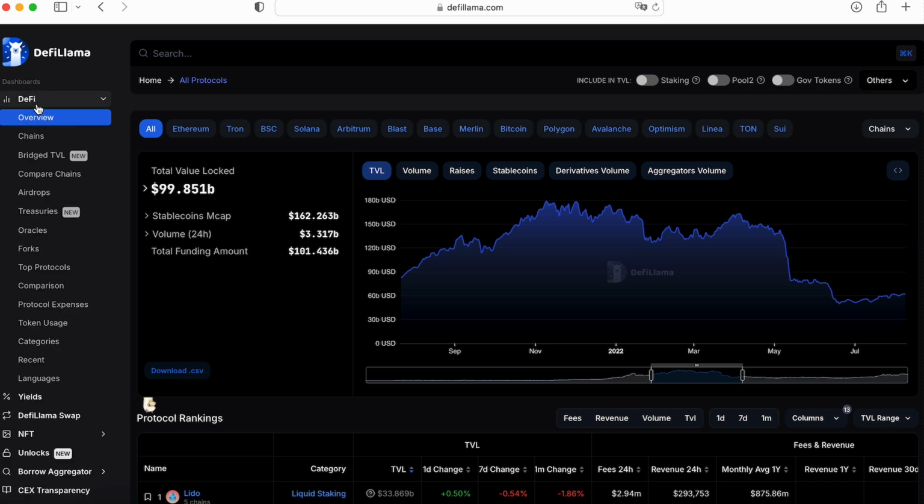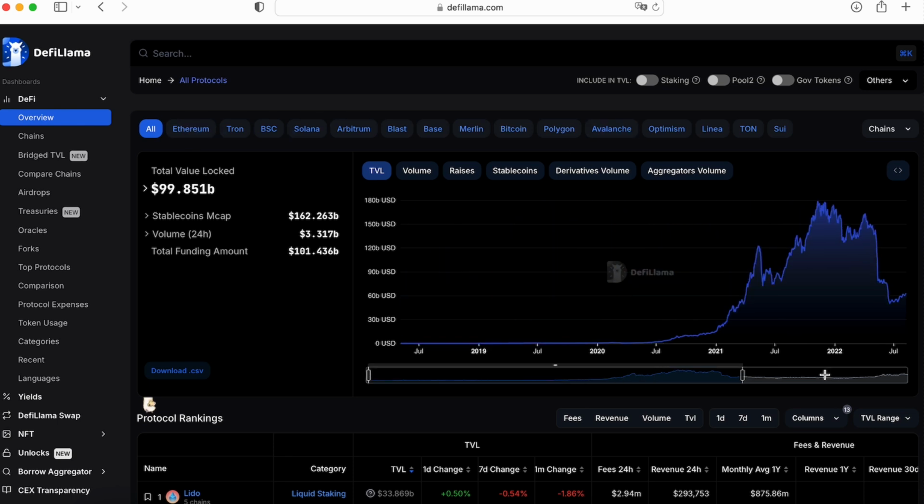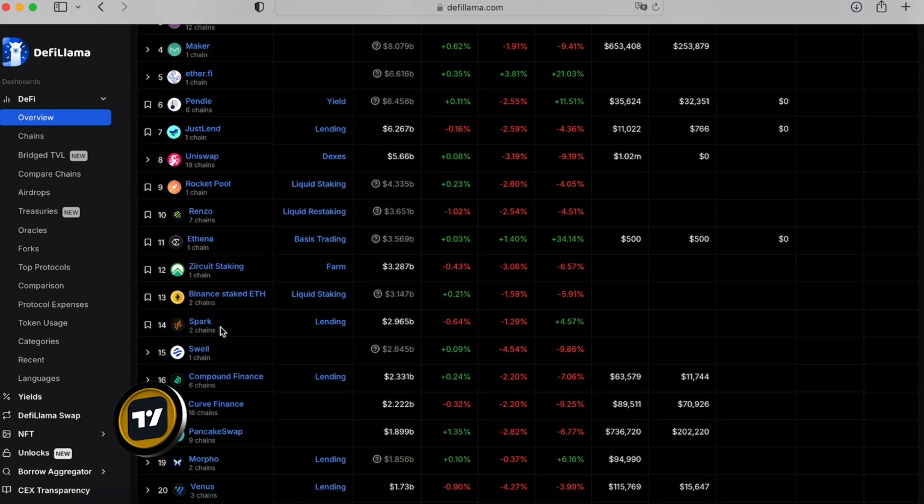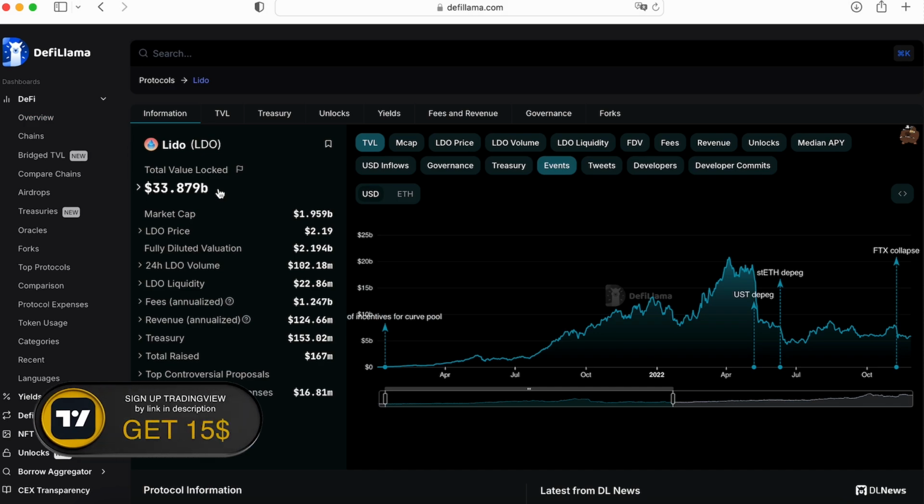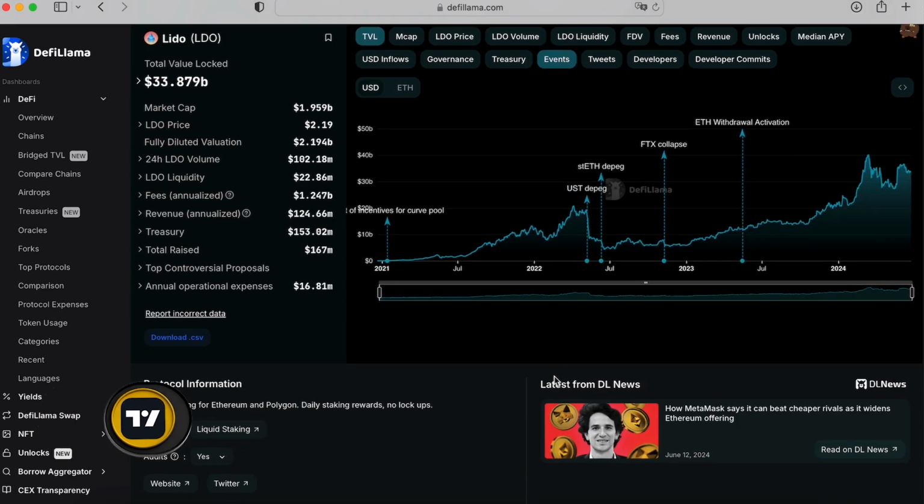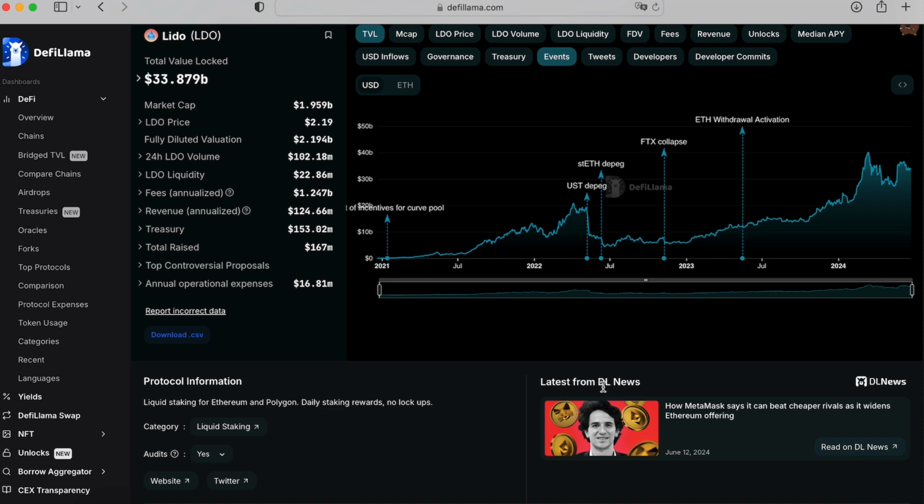The first one is the DeFi overview. In the overview, you can find all the protocols, the total value locked by chains, and here's how the total value locked looks on a graph. Protocols in different chains. And when you open a protocol, you can track everything about Lido. Also, in the basic information, you can even find the latest news about Lido.